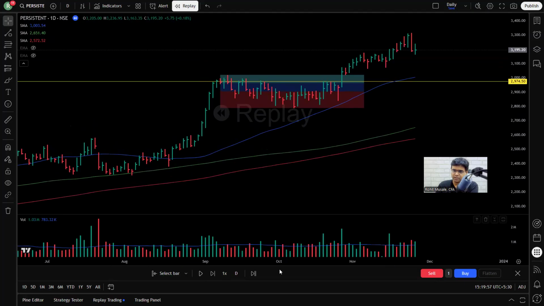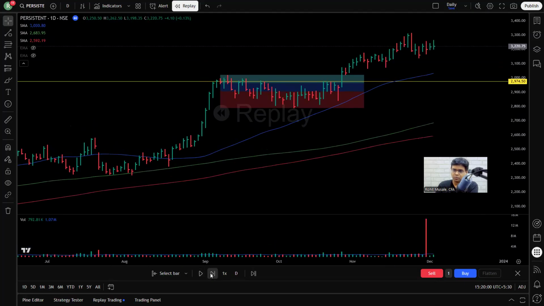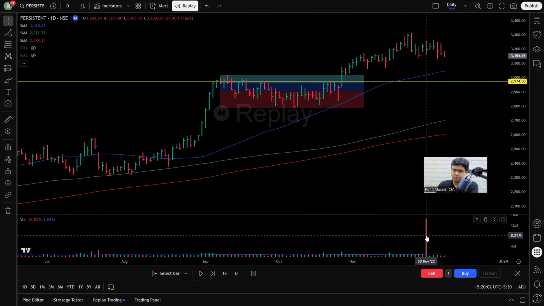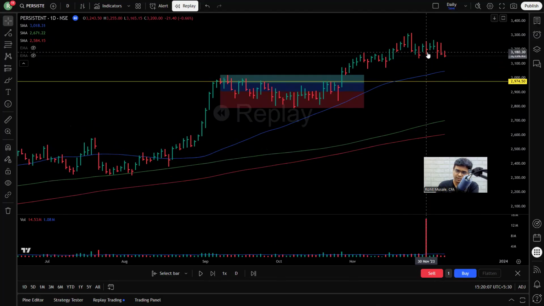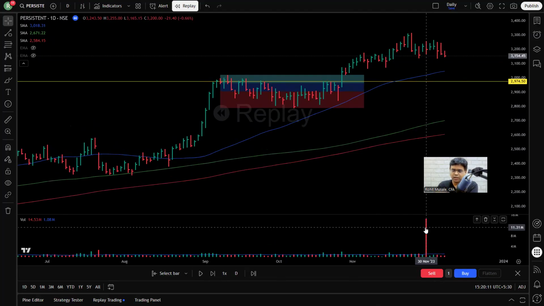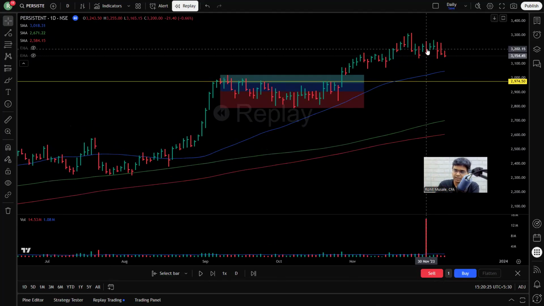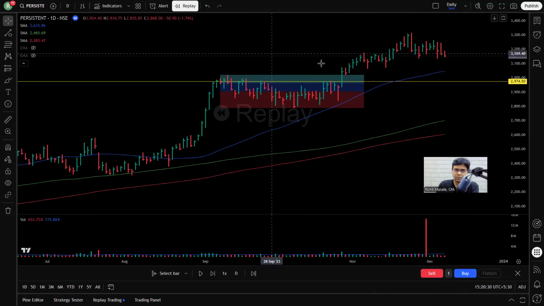Most of the time, the red bars are below the blue line. Now there came a big red bar here. This was a problem. However, the way to analyze that red bar is this volume is way above average. Average is 1 million and the actual was 14 million. So in spite of 14 times more volume than average, how can the price close only 0.66% below the previous day close?